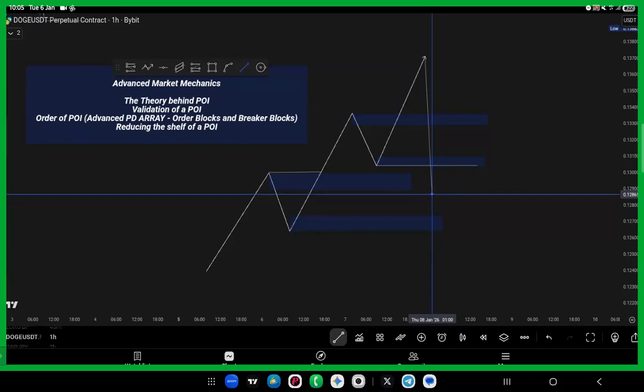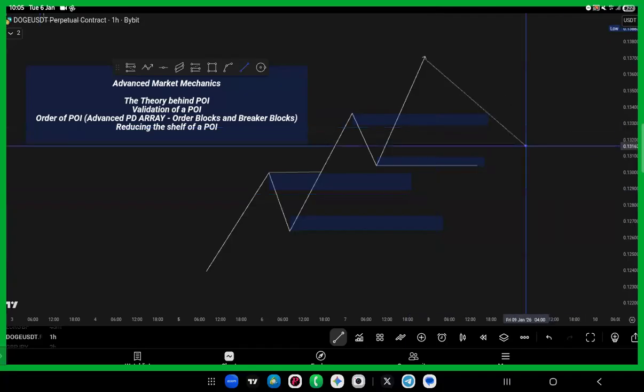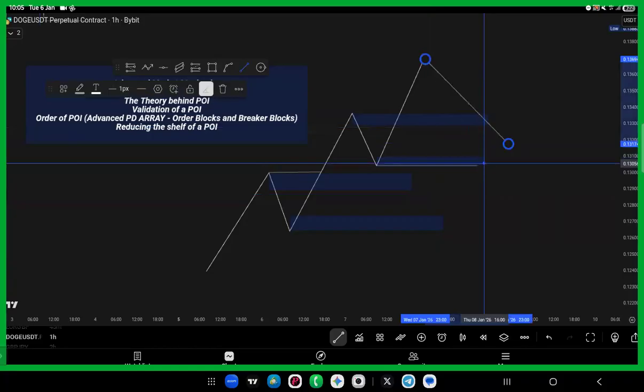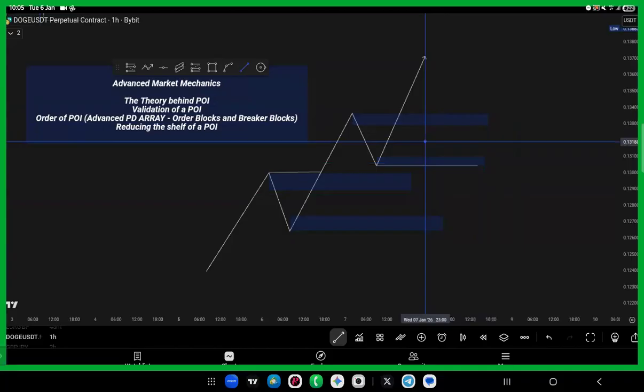Now, the advanced is how the PDR arrays are distributed in the market. They don't just appear in the market. They are distributed in a kind of order. They have an order at which they are being distributed. That means the order at which price will react to them. So now, with that being said, let's come back home a little bit.